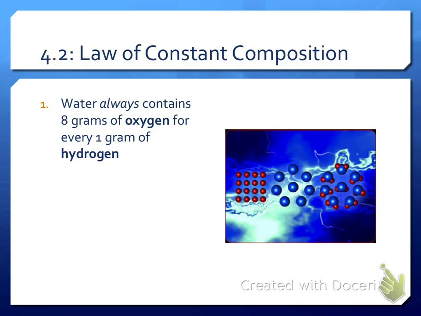Well, it turns out that by discovery, we keep coming up with this same conclusion. We're going to take something simple, water. The scientists back in the 1700s keep figuring out that water always contains 8 grams of oxygen for every 1 gram of hydrogen. And if you're wondering, how do they keep coming up with that? We'll figure that out tomorrow in class. But they keep doing this.